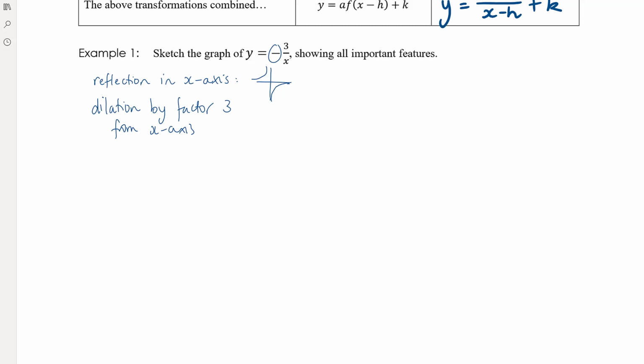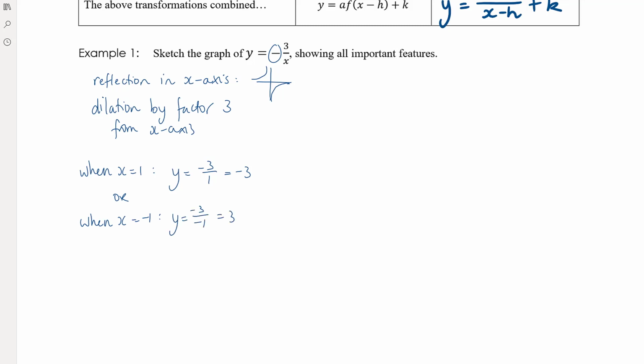Okay, so we haven't got any translations, which means our asymptotes are not going to move. So the x-axis remains an asymptote, the graph will not cross the x-axis, and the y-axis remains an asymptote, the graph will not cross the y-axis. Therefore we need another point on the graph because we don't have any x or y intercepts. For example, when x equals 1, y equals -3 over 1, so -3. Or when x is -1, y equals -3 over -1, so it equals +3.